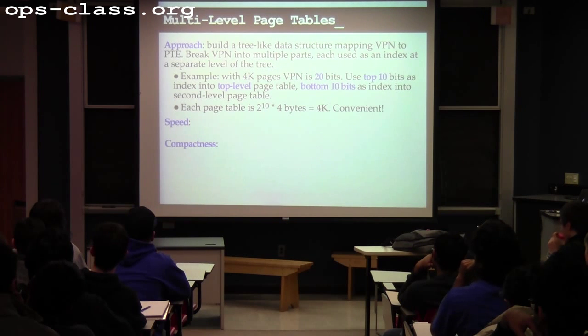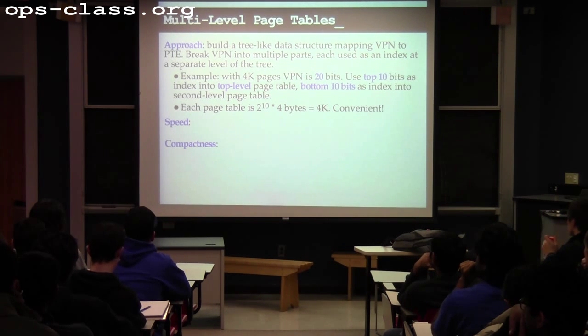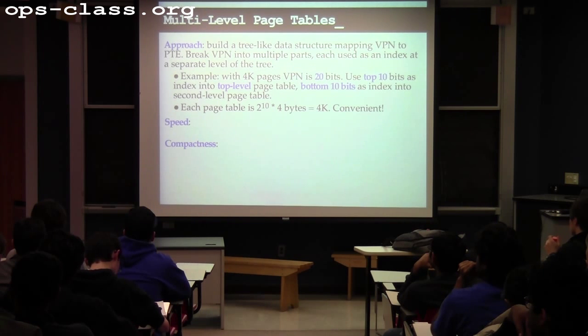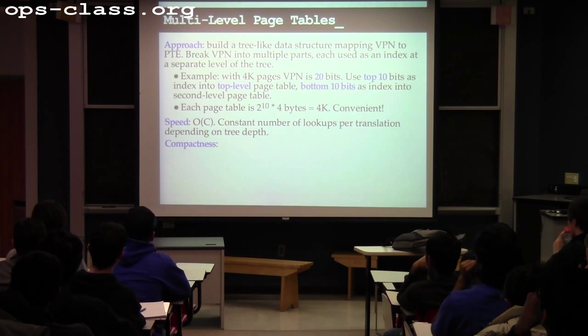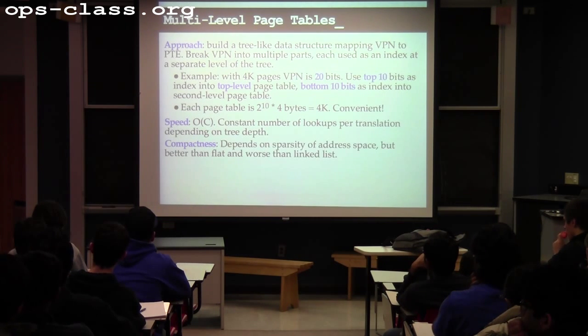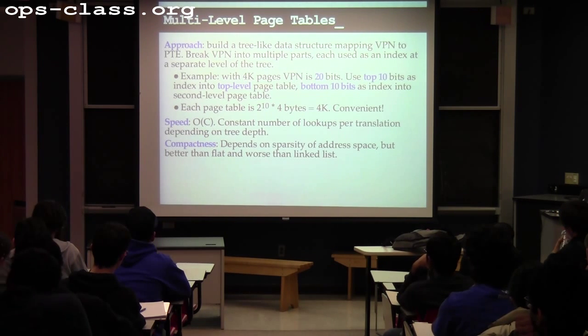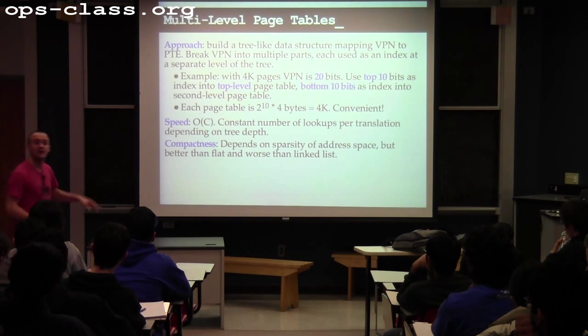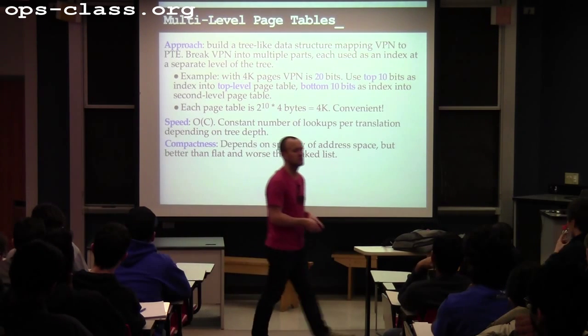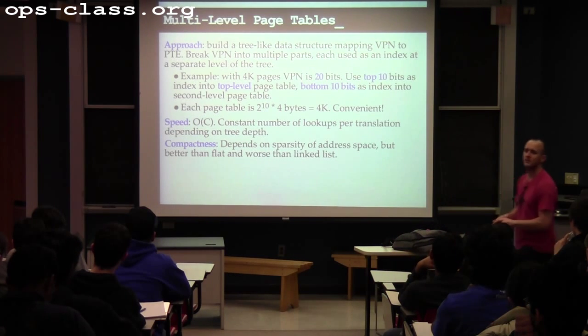I think with wider addresses, actually, I think x86 processors actually support 3-level page tables, right? And they have for a long time. The top level was usually not used, but as process address spaces have started to grow and as addresses have gotten wider, right, the top level is now actually part of the mapping process. So I have a constant number of lookups per translation. It depends on how I design my tree. And this depends on the sparsity of the address space, but it's much, much better than flat page tables and probably a little bit worse than a linked list, right?